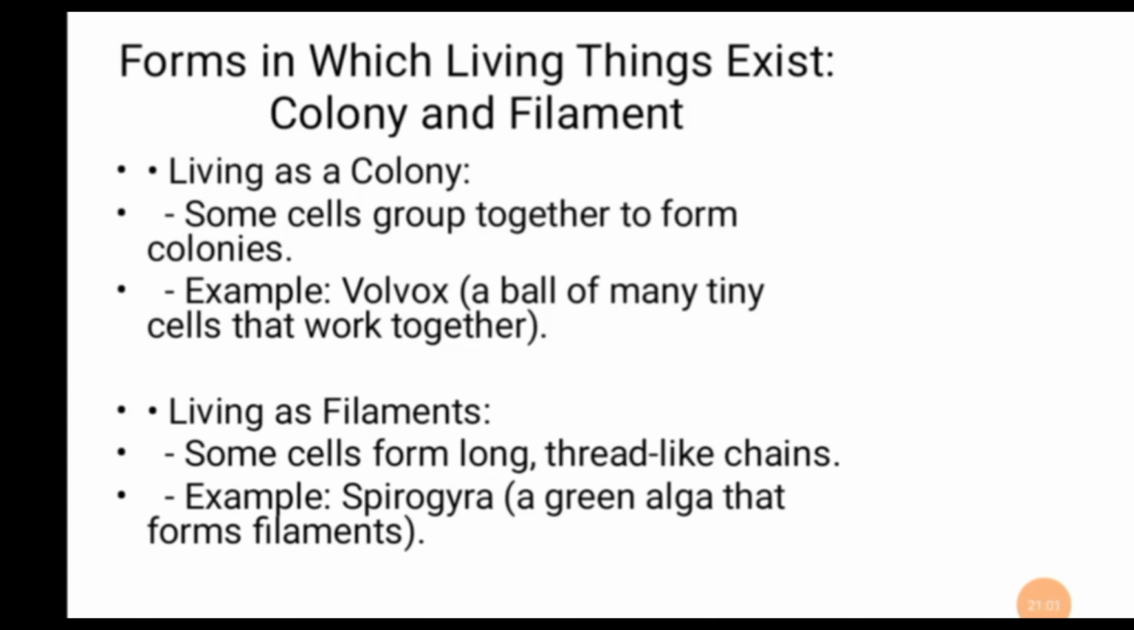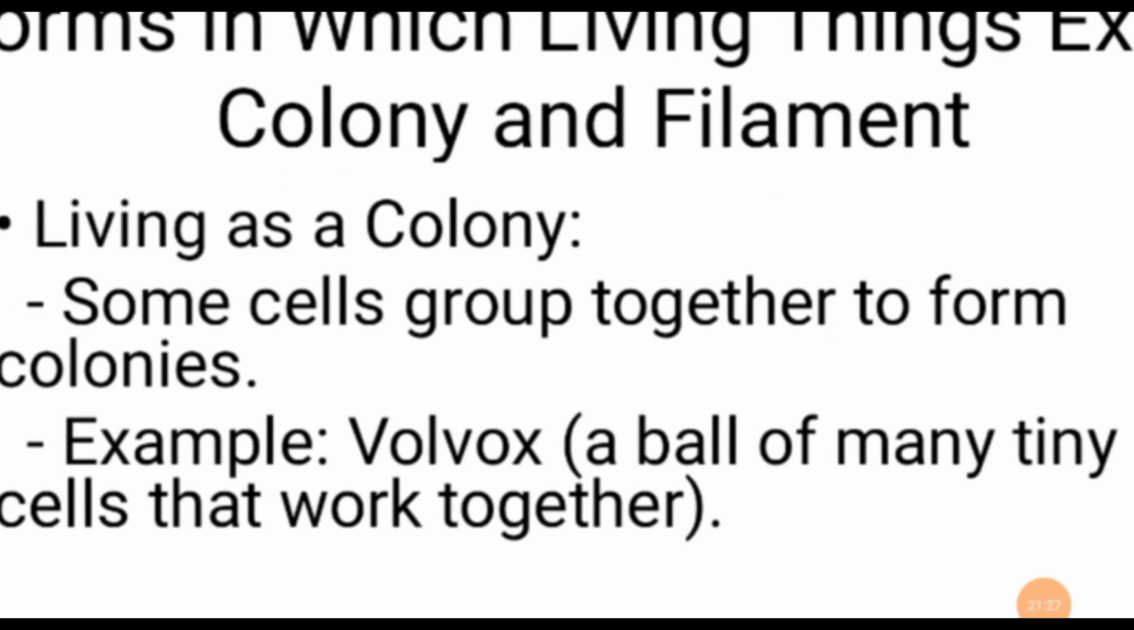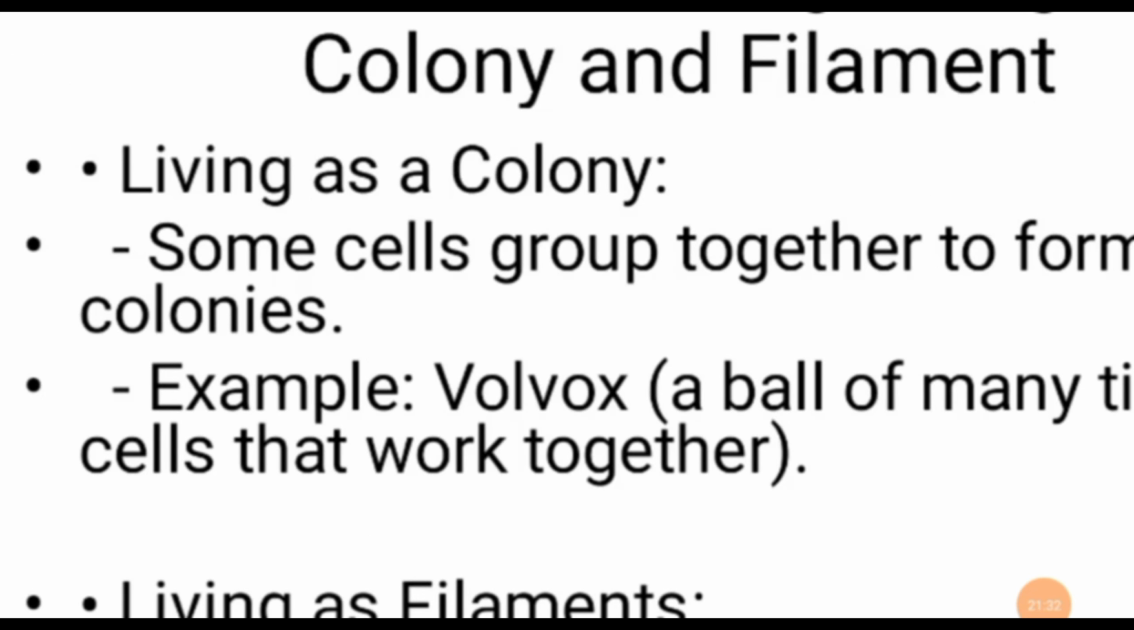Now, the forms in which living things exist: they exist as a colony and they exist as a filament. Mostly it is the cellular form of organisms that exist as colony and filament, though human beings are seen as a colonial organism, but when talking about cellular form, they are not colonies. So some cells group together to form colonies. Remember that colony means when two or more species come together to achieve a particular goal. They come together to do a particular thing together. That's what colony is all about, doing things together to get the best out of something.